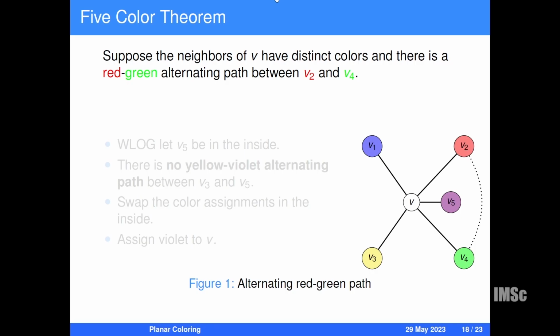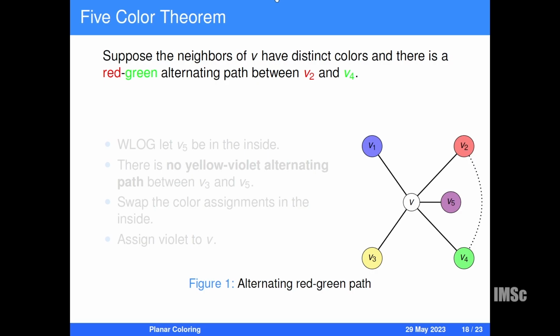If it has to have an alternating path, it has to cross this boundary, right? But all the vertices here are either red or green. So if it has to cross, it should have a neighbor that is either red or green. So there is no violet-yellow alternating path between V5 and V3.